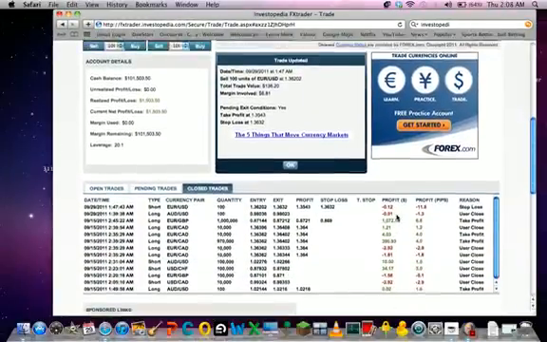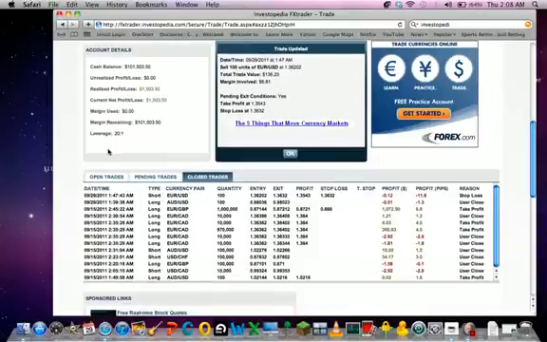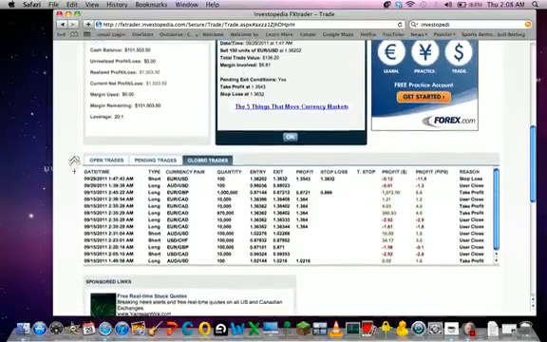So it looks like we lost about 11 pips on that trade, or 12 cents, because we were only trading $100 or 100 units of this currency. But pretty much that's it.